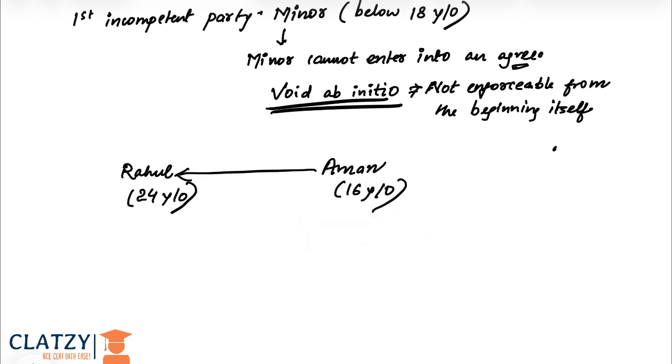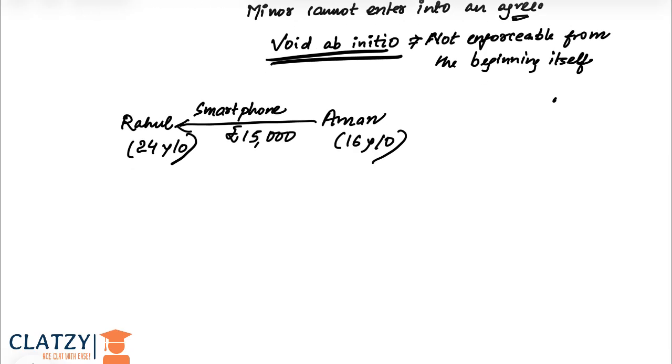Aman wants to buy Rahul's smartphone. Okay, Aman wants to purchase Rahul's smartphone for rupees 15,000. And Rahul also agrees to sell. Okay, they shake hands. So money is promised, phone is promised. We have an offer, we have an acceptance, and we have consideration. Rahul promises to sell the phone. Aman promises to pay the money. Everything looks proper, correct? We have an agreement, offer, acceptance, and consideration.